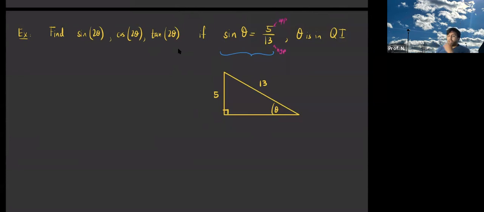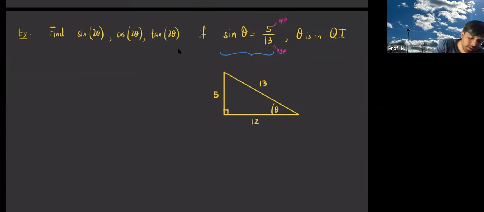What would be the missing side of a triangle that has one side 5, the other side 13? You can use the Pythagorean theorem, or you can remember that this is a Pythagorean triple. 12, that's right. So I know all the sides.